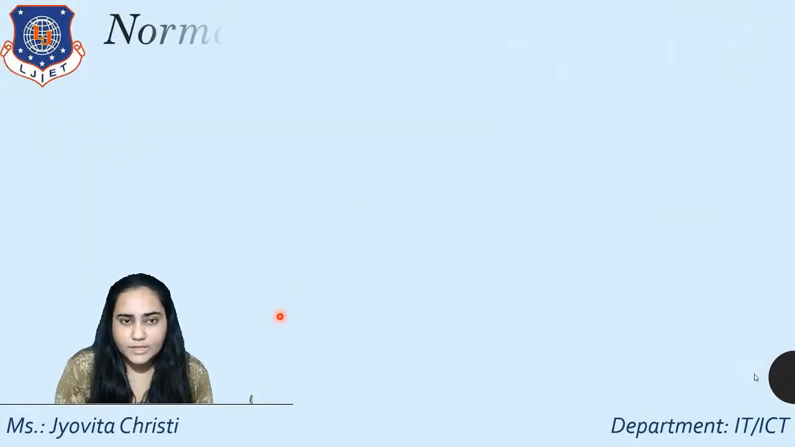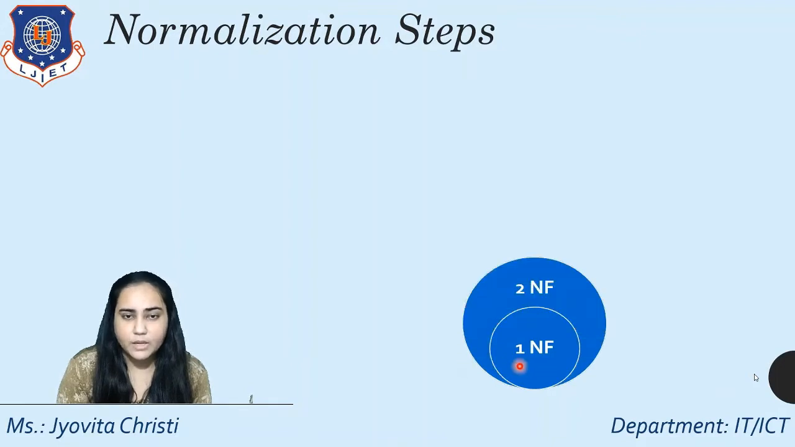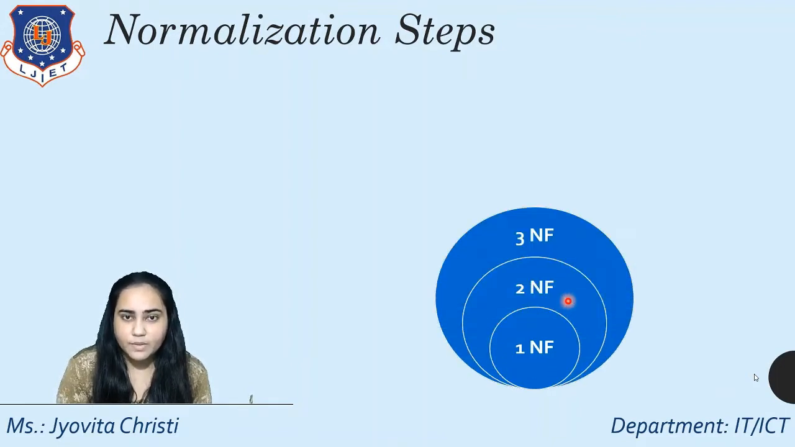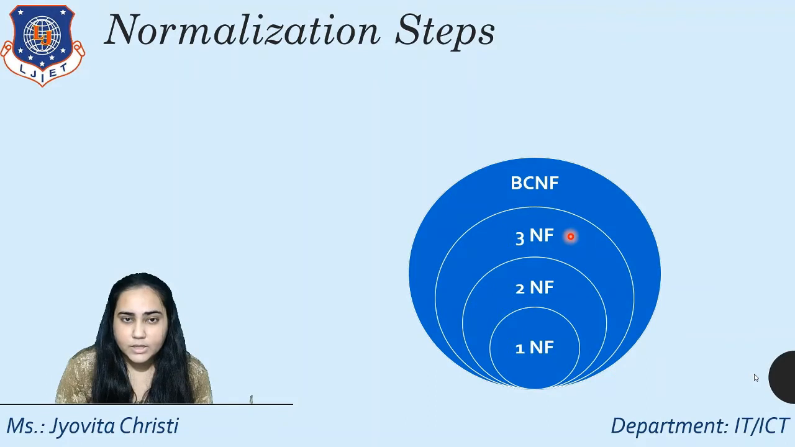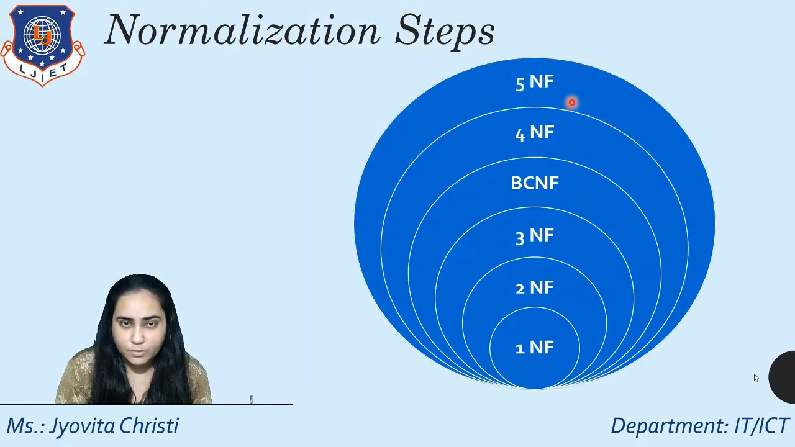Now, normalization has several steps. The first step is 1NF, which is known as the first normal form. Then the next step is 2NF, which is known as the second normal form. Then we have 3NF. 3NF stands for third normal form. And then we have BCNF. BCNF is the Boyce-Codd normal form. And then we have 4NF, which is the fourth normal form. And finally 5NF, which is the fifth normal form.